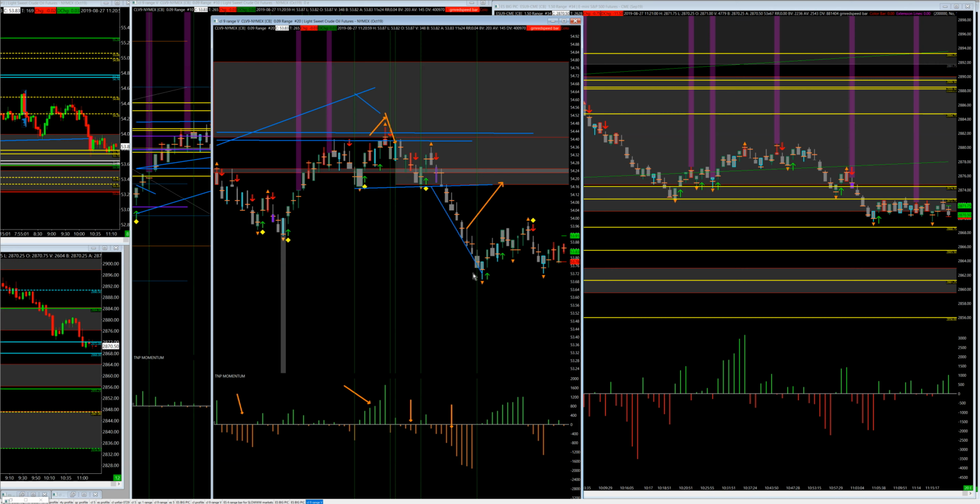Again, keep focus on the right shoulder, and you will get paid over and over again. If you keep focusing on that right shoulder, you will get paid over and over again.